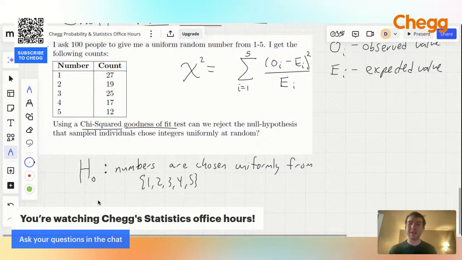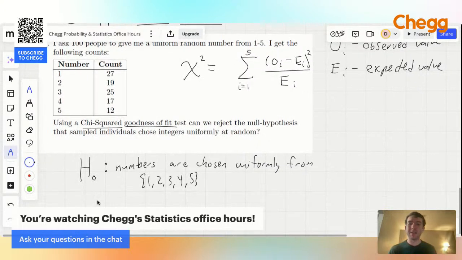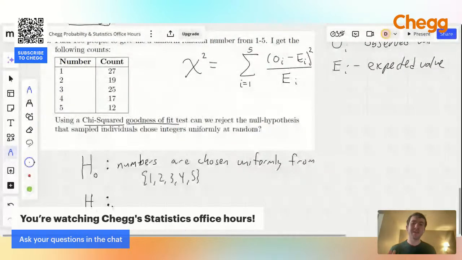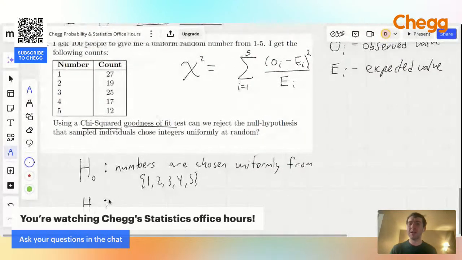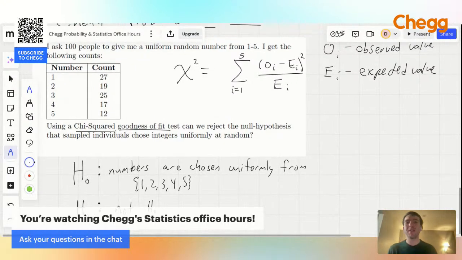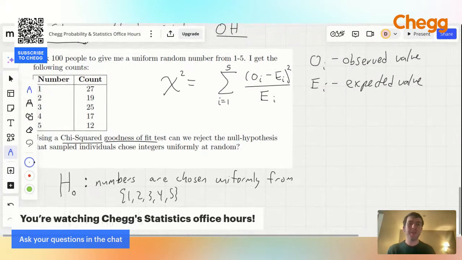That's our null hypothesis. And in here, our alternative hypothesis is not quite as precise as the previous question. Our alternative hypothesis is not H naught. We don't really have a clear alternative, right? We could if we wanted to. We could say, I think people choose 1 more often than average. But in the way the problem is phrased, it isn't very clear that there's an alternative. So we're not really going to specify that here.